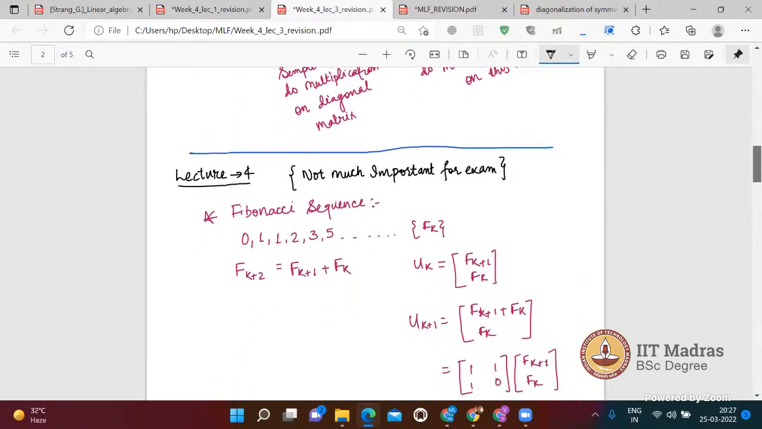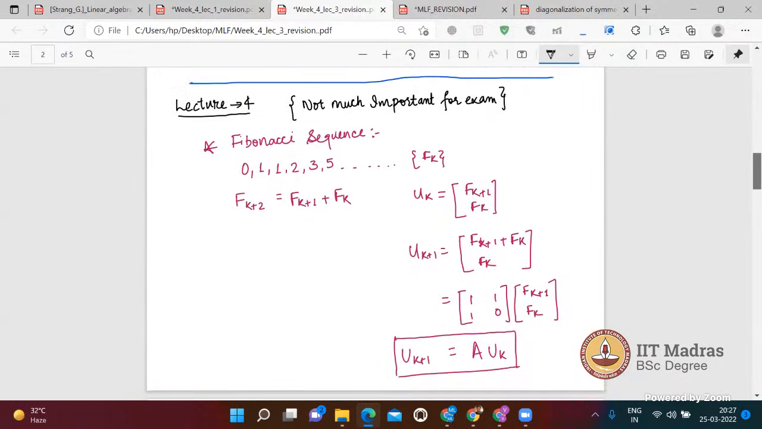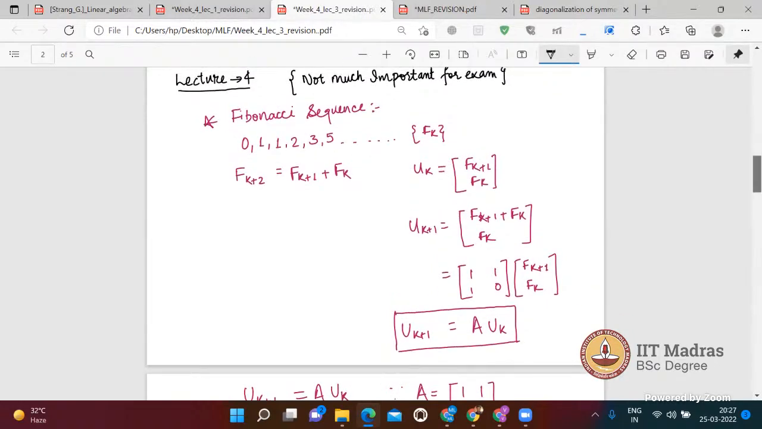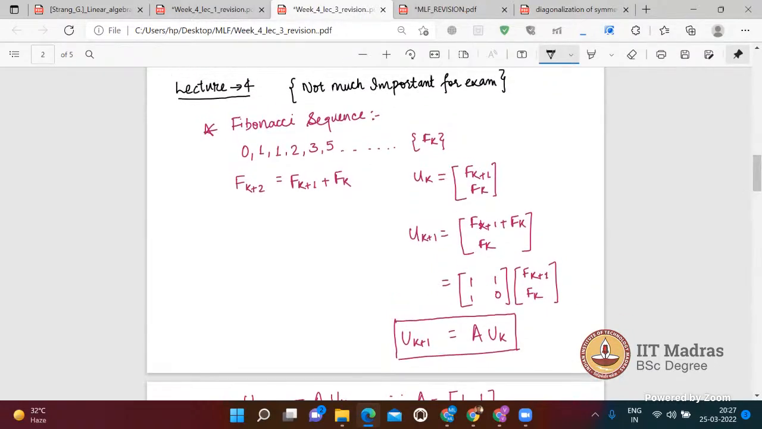Okay. And in the fourth lecture, we talked about the Fibonacci series. That is not important at all for the exam, because we can't directly ask about the value. But I'll talk briefly about the Fibonacci series, how it was discussed. If you have to know the F K plus second term, in the Fibonacci series the last two terms get added. So F K plus 2 will be equal to F K plus 1 plus F K.